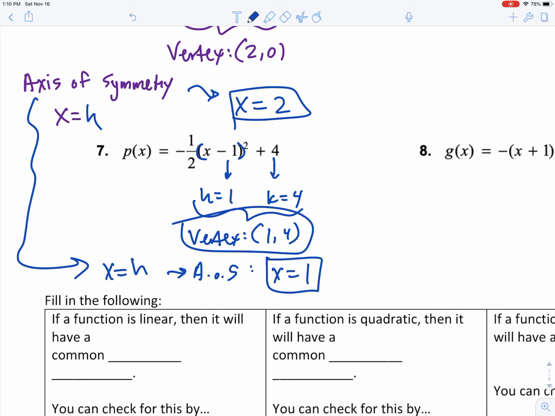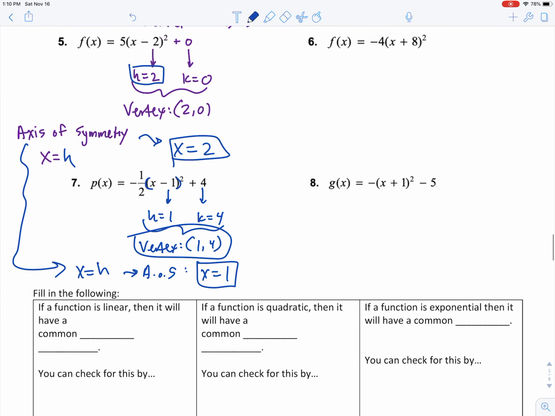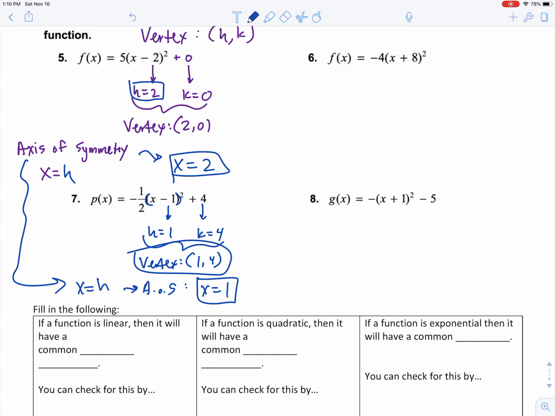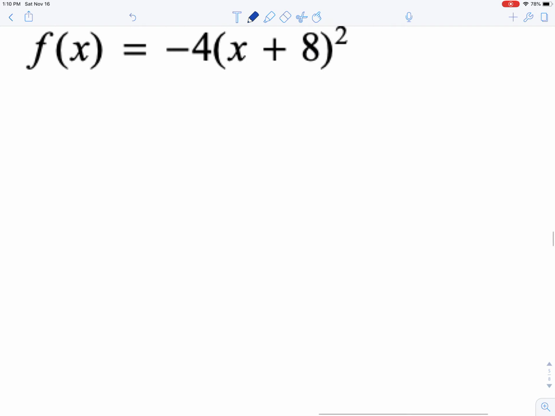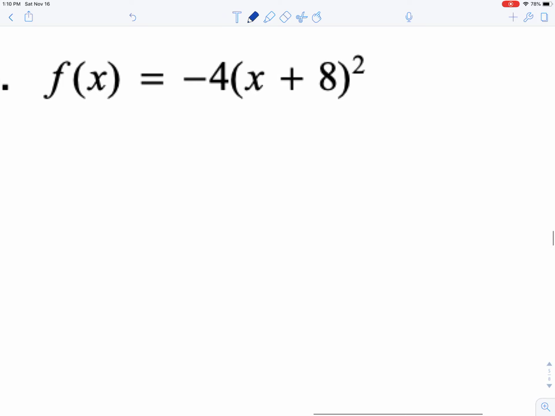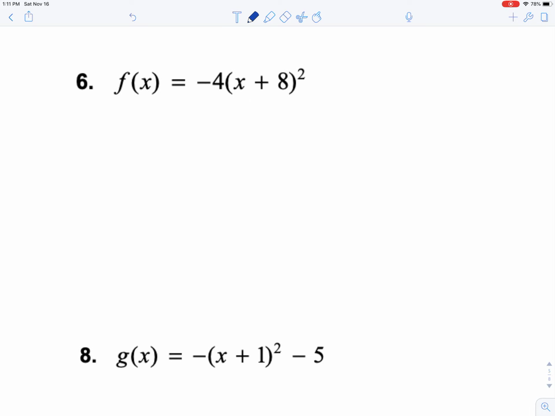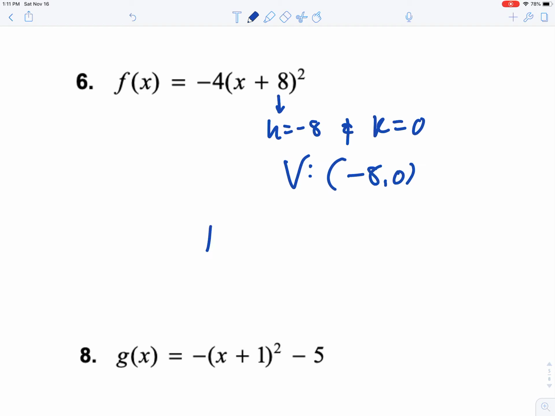All right, if you see problems like this, it helps to know how to do them, and if you know how to do them, these problems are actually going to go through rather quickly on your test. So in this case here, I don't have a k, and actually let me tweak this problem, but let's go through it real quick. h would be -8, k would be 0. So my vertex is going to be (-8, 0). My axis of symmetry is going to be x equals -8.